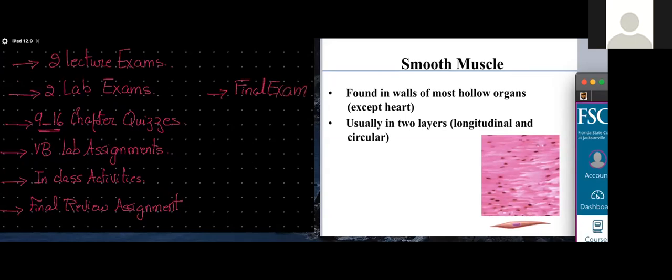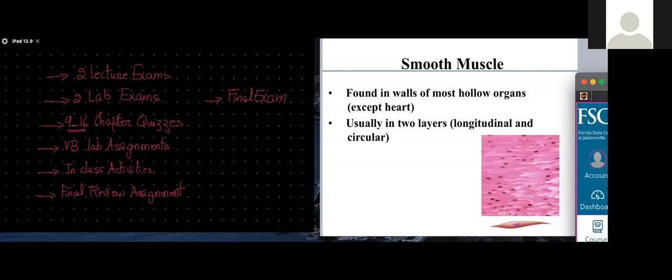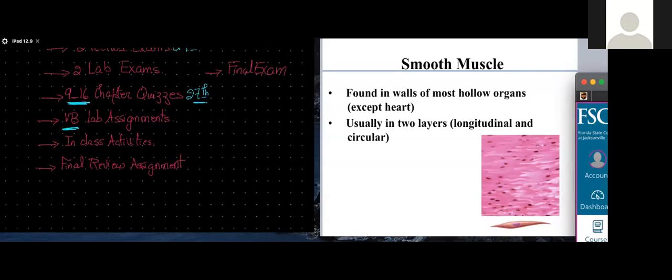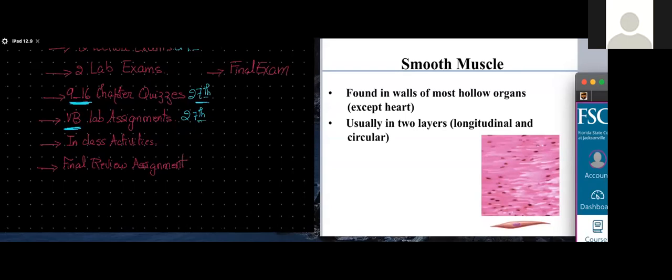In order for me to give a chance to everybody to complete at your own pace, lecture exams are going to be due on the 27th. The chapter quizzes are going to be due on the 27th. They are available for you to complete anytime until the 27th. Visible Body lab assignments are also going to be due at the end of the semester. I believe it's on the 27th as well, or 26th. They have been available for you throughout the semester, so you can go and complete them anytime.